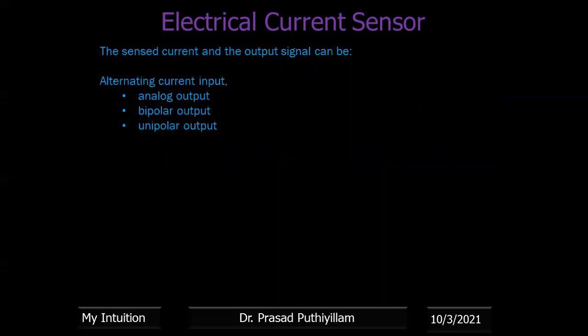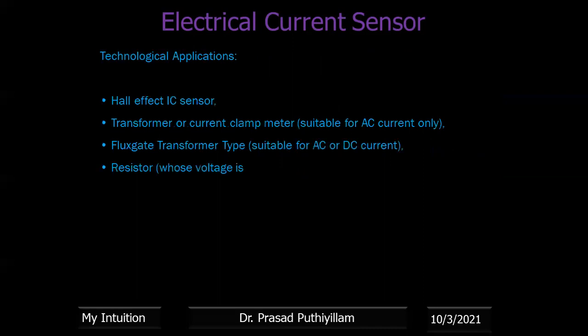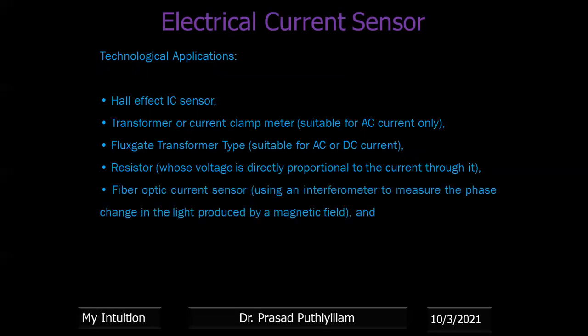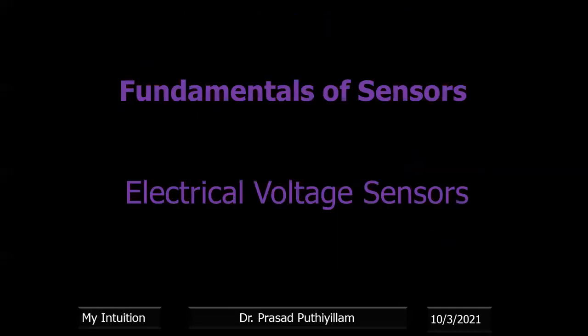The sensed current output signal can be alternating current of analog or bipolar unipolar output, or even direct current input, which is unipolar or digital output. Applications: they are used as Hall effect IC sensors, transformer or current clamp meter, usually done for AC current only, or fluxgate transformer type, in which both AC and DC current is used. It is used in a resistor or fiber optic current sense, even Rogowski coil, which is an electrical device used to measure alternating current or high speed current pulses.